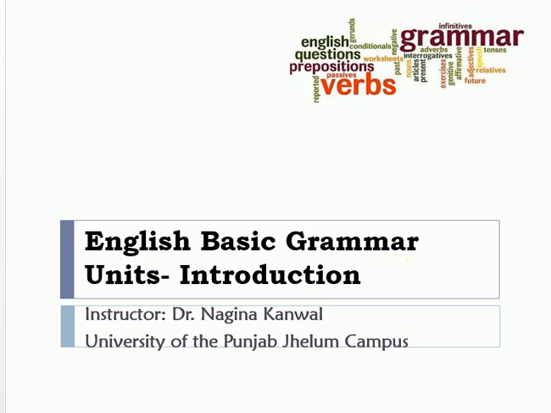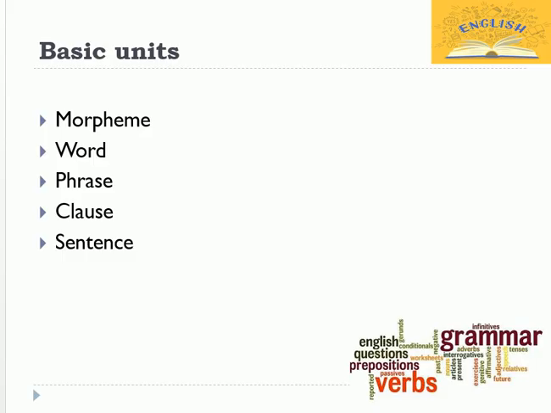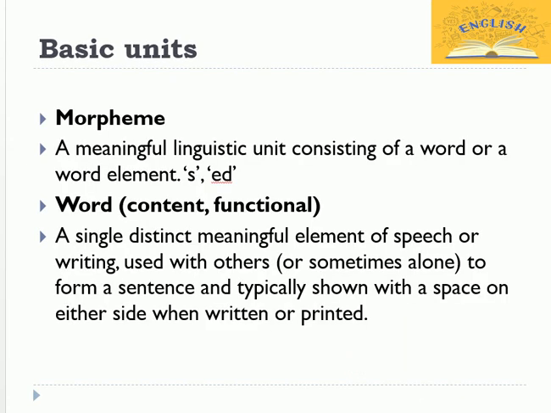So let's see what the basic units of English grammar are. We will start off with the morpheme and see what a morpheme is, and afterwards we will move on towards word, phrase, clause and sentence. So firstly, we'll see what a morpheme is. A morpheme is a meaningful linguistic unit consisting of a word or a word element.